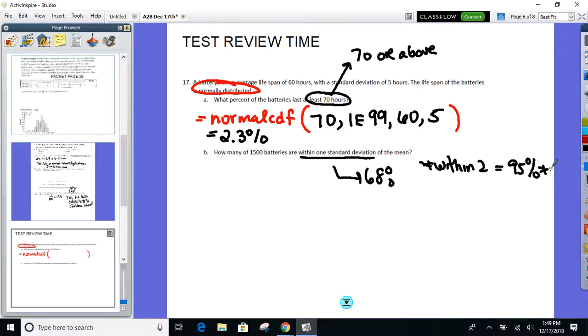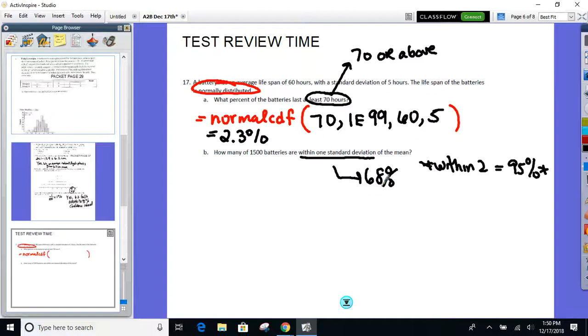I won't even go into it, but yes, it does relate to that confidence interval we've been dealing with. If it falls past 2 standard deviations, yes. Okay, so because it was normally distributed, of the 1,500, 68% are within 1 standard deviation.